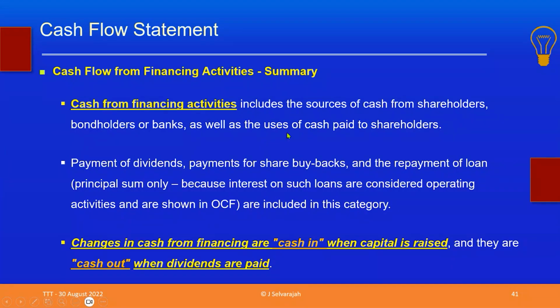Financing activities, all the cash paid to shareholders is also financing. Payment of dividends, okay, payment for share buyback, and the repayment of loan, the principal sum only. The interest is operating, remember just now, all right? Principal sum only on loans because the interest is considered operating activities and is shown in the OCF, all right? So, and I included in the category of payment of dividend under financing activity. All these are in the financing, right?